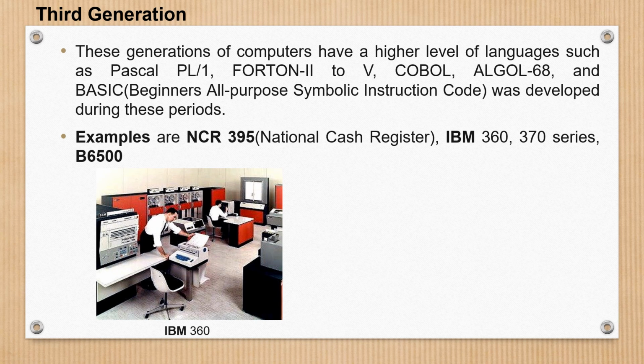The third generation computers work on high level languages, which are Pascal, PL/1, Fortran, and COBOL, Algol 68, BASIC. These kinds of languages are used in the third generation computers, and examples of third generation computer systems are NCR 395, IBM 360, 370 series, and the B6500 series. And you can see the picture and the size of the IBM 360.